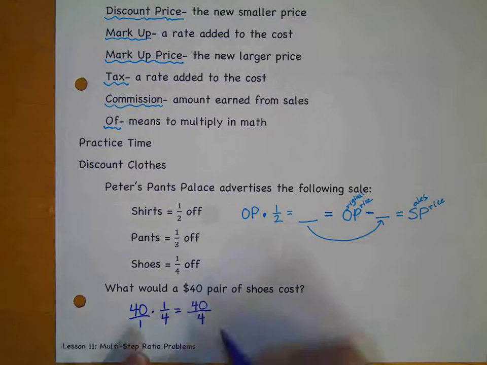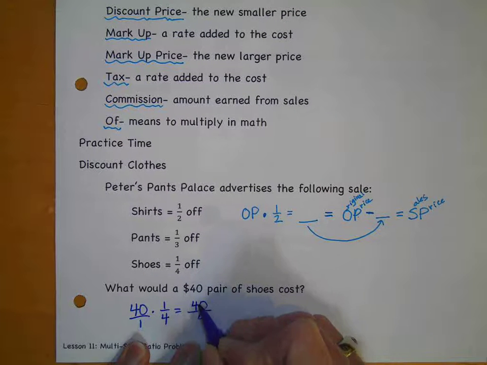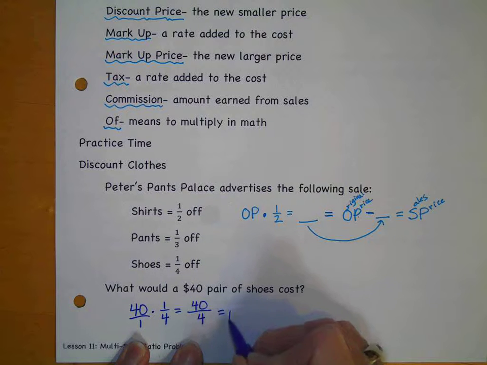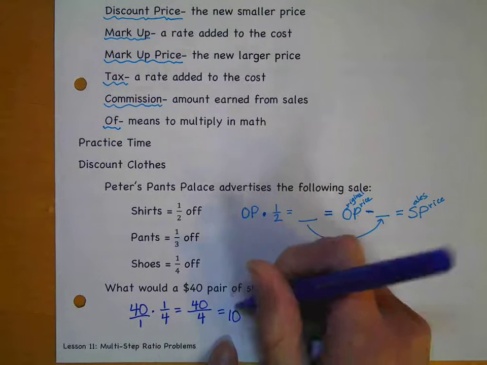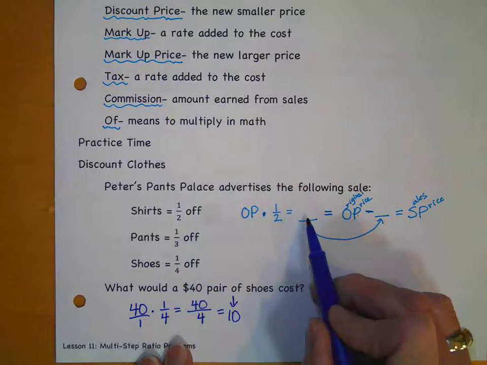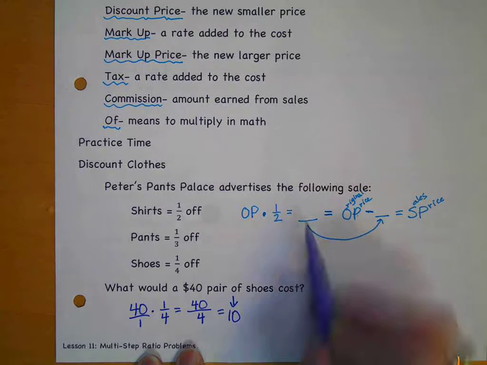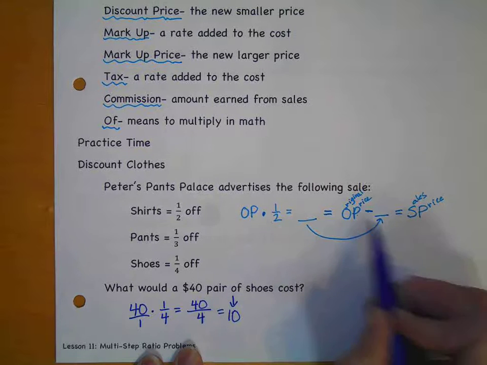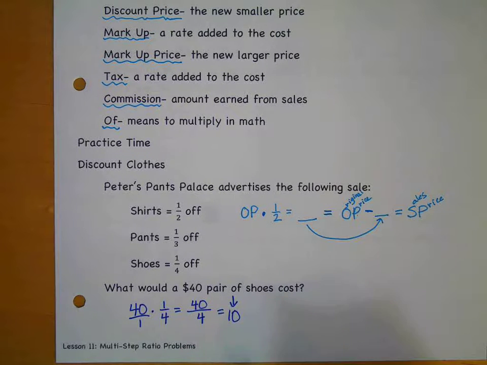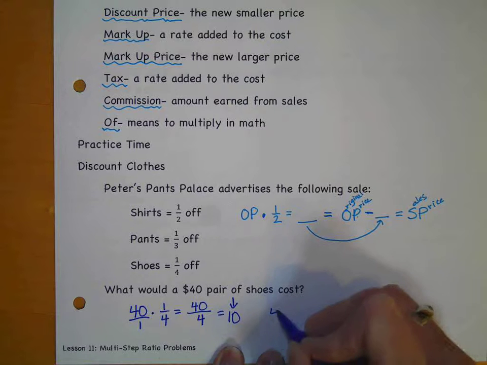And now we're going to make that a division problem. Read it with me. 40 divided by 4. 40 divided by 4 equals 10. So kiddos, what you just found, this right here, is the discount. Okay? So the $10 is now what we have to do what with? We have to subtract $10 from the original price.